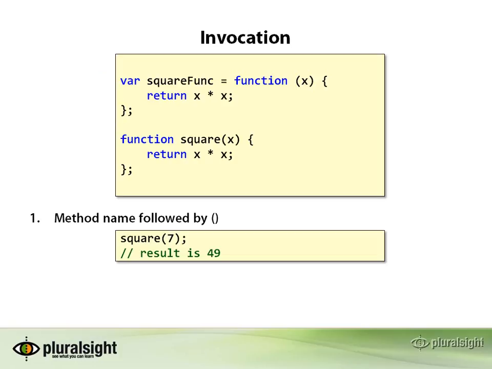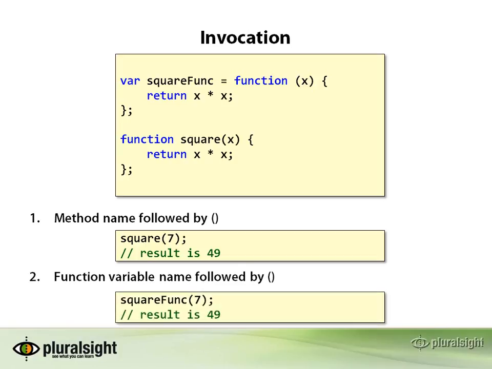Now, in the case of the second example here, the function is invoked by using the function name followed by parentheses. So if we were to execute square, pass 7 as a parameter, then we would get a result of 49. The other function declaration, squarefunc, is executed by calling the function, the variable name followed by parentheses. Very similar. So if we called squarefunc and passed 7, then again we would get the result 49.